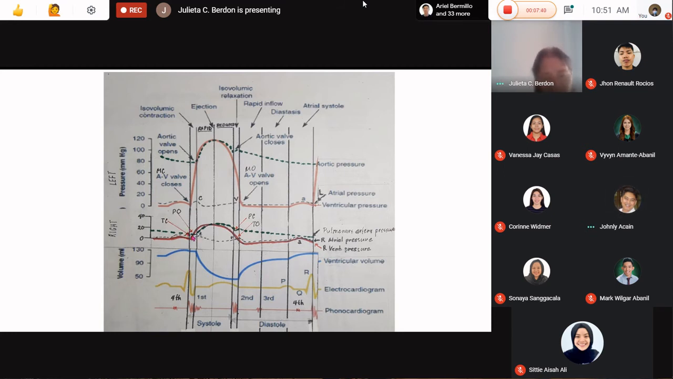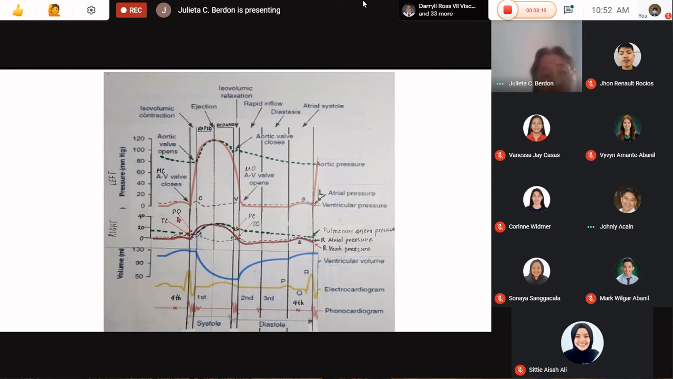And then the onset of ejection, kinsa may una nga mo eject, ang left ventricle or ang right ventricle? Kanus-a man ang onset of ejection? Katong ni open ang imong aortic valve o sa right side ni open ang imong pulmonary valve. Now, which will open first? Ang aortic valve o ang pulmonary valve? Tanaw sa akong drawing. Aortic, no?